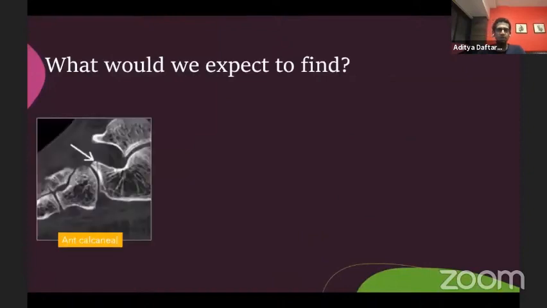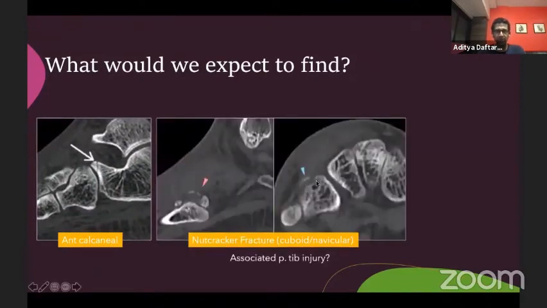So typically what you end up seeing is fairly subtle fractures. Like in this case, you can see an anterior process calcaneal fracture, or you can see a nutcracker fracture, which involves the cuboid and the navicular because of crushing of the cuboid between the metatarsals as well as the navicular. And because of the way that crushing injury happens, it alerts you to the possibility of a posterior tibial tendon injury.